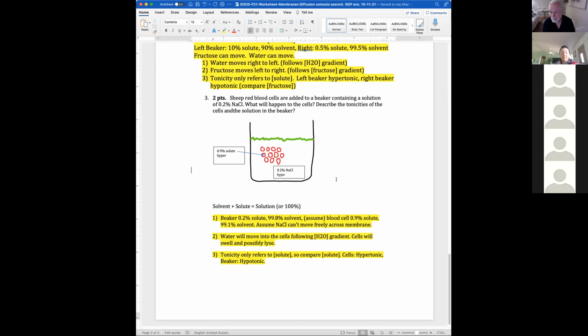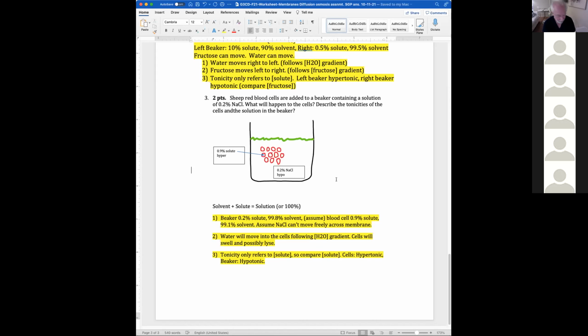Okay, so the answer you were looking for, what will happen to the cells, is they are going to swell. Is that what you were looking for? Yeah. But do you know why they're going to swell? Okay, and that was because of the water and the fluid.